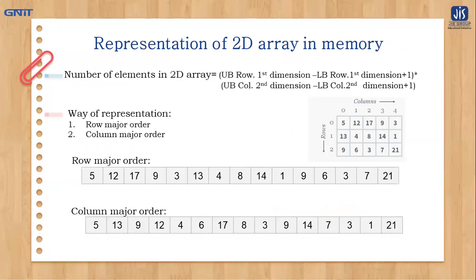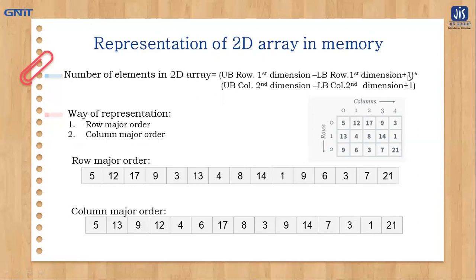So for the number of elements in a 2D array, first we have to know how many elements we can store in a particular array. Again, it depends on the lower bound value and the upper bound value. For the first dimension, we are considering the row. Second dimension is column. Upper bound of the row or the first dimension minus lower bound of the first dimension, here upper bound is 2, lower bound is 0. And for the second dimension, which is column, the lower bound is 0 and upper bound is 4. Here you can see from this picture also. Upper bound of this row is 2, lower bound is 0. And for column, upper bound is 4, lower bound is 0.